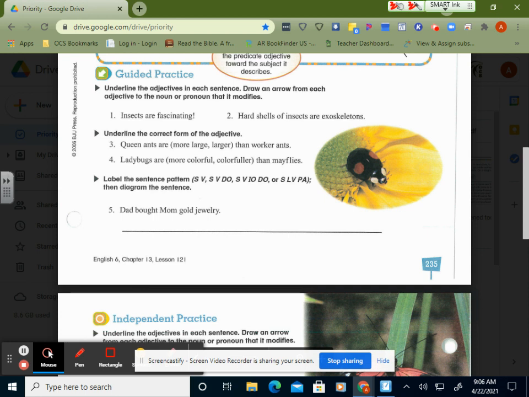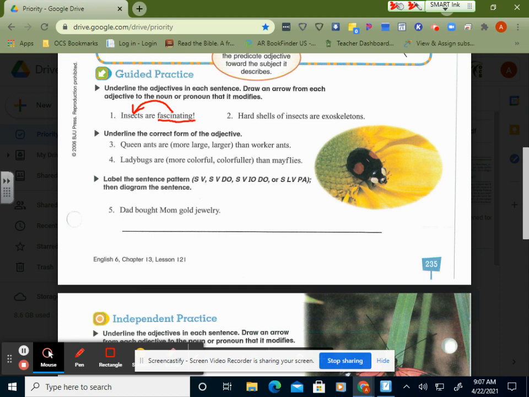Insects are fascinating. Cam, what is the adjective in sentence 1? Fascinating. So we're going to underline fascinating. What does fascinating describe, Cam? Insects. Draw a line, that's what the directions say, to the noun or pronoun that's being described.